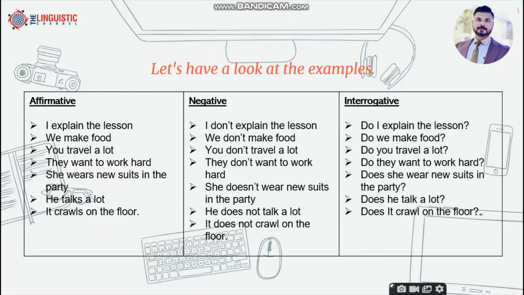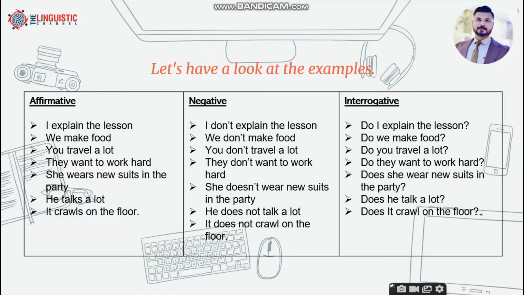Affirmative sentence, right? With I, we, you, they, we see that we have not made any addition of s, es and ies, and we have simply used the verb's first form. Like I explained the lesson, we make food, you travel a lot, they want to work hard. But when it comes to he, she or it, we have added s, like she wears new suits in the party, he talks a lot, it crawls on the floor.